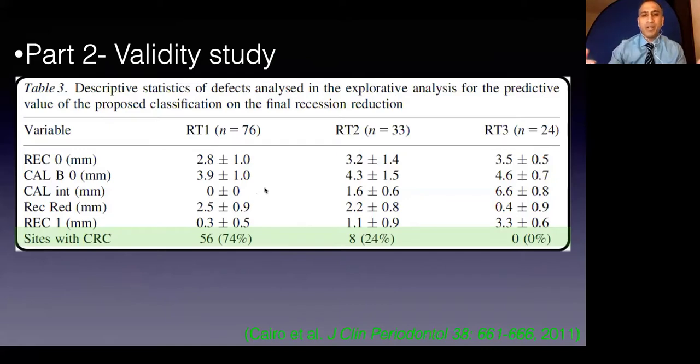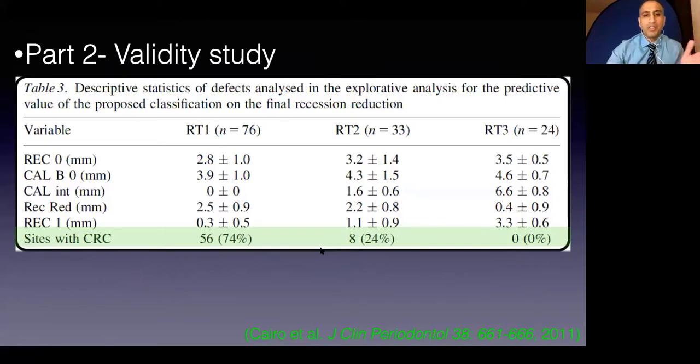So now into the validity study, what Cairo and his colleagues did was they looked to see in various scenarios how predictive this classification was in determining root coverage. And for RT1 recessions, what they found was that 75%, almost three-quarters of their sites, had complete root coverage, versus an RT2 site, which maybe only a quarter of the time achieved complete root coverage. And so it was pretty predictable for an RT1 situation.